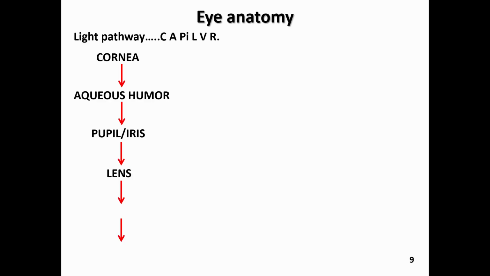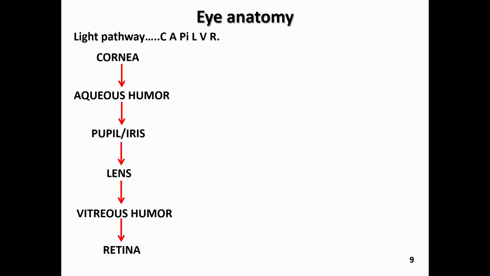Now, from the lens, it moves through the next fluid filled area of the eye called the vitreous humor. And the vitreous humor makes up the major volume of the eye. And then finally, light will reach the retina, which is composed of a wide range of cells, but the important cells here are what are called photoreceptor cells, and we'll touch on that here on the right-hand side.